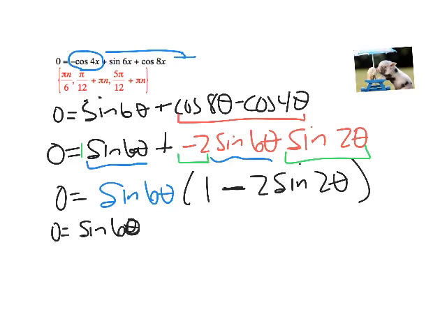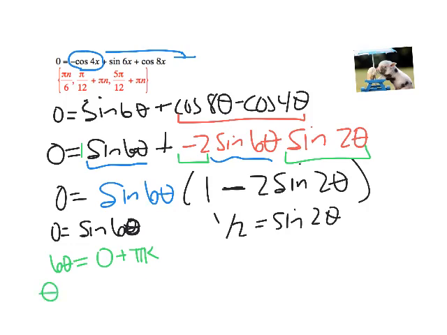And then over here with the other one, I'm going to again jump ahead. You're going to have 1/2 equals sine of 2 theta, because you would subtract 1 and then divide by a negative 2 to get there. So where does sine equal 0? Well, sine equals 0 at 0 and pi. So you take your argument, 6 theta, set that equal to 0 plus pi k, and divide everything by 6. So you get 0 plus pi over 6 k.